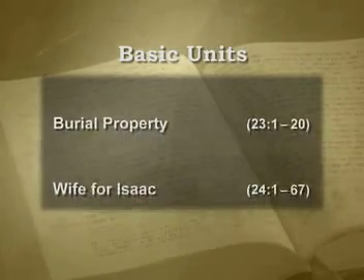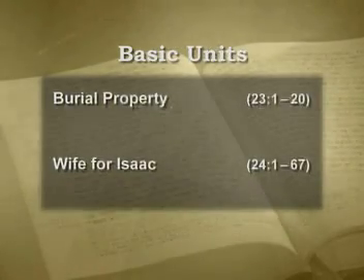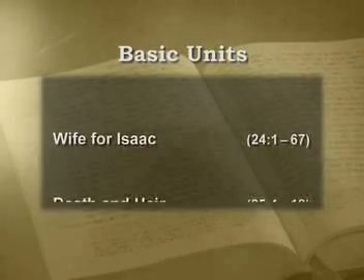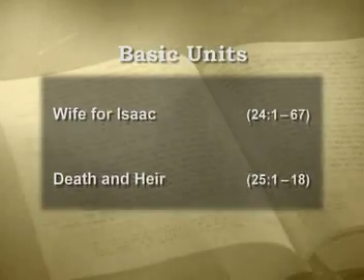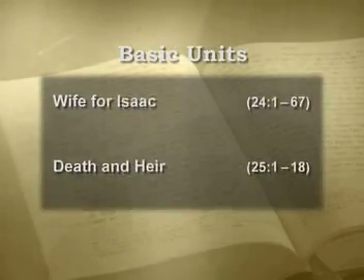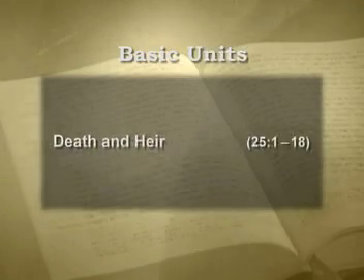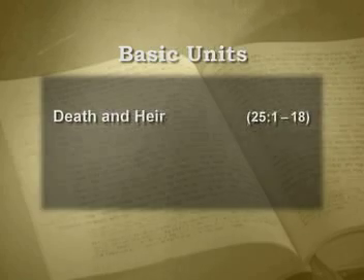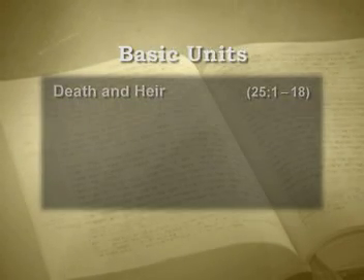Abraham's burial property in chapter 23, verses 1 through 20, the story of Sarah's death and the purchase of a burial site. A wife for Abraham's son Isaac in chapter 24, verses 1 through 67, the time when Rebekah became Isaac's wife. And finally, Abraham's death and heir in chapter 25, verses 1 through 18, the closing story of Abraham's passing and the record of his descendants.